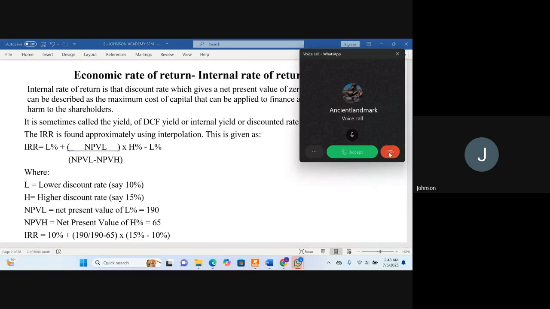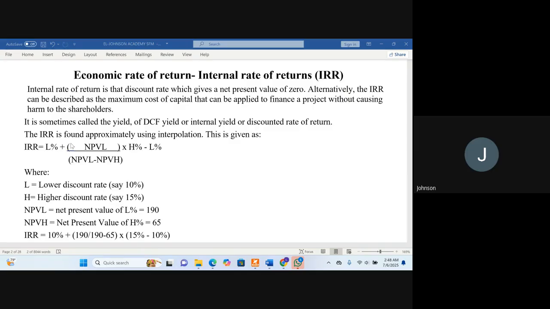Now, the next one we are looking at is sometimes called the yield. At times it's called the discounting factor yield, or internal yield, or discounted rate of return. So whichever one the examiner brings to you, you need to know how to answer it. You need to know that they are referring to that.